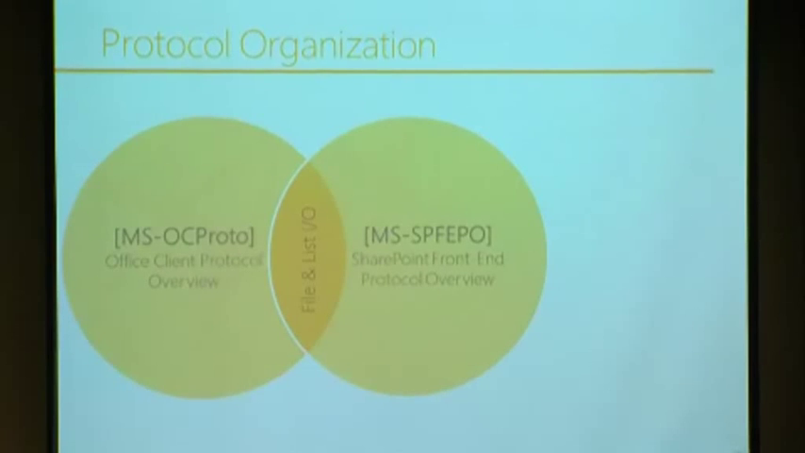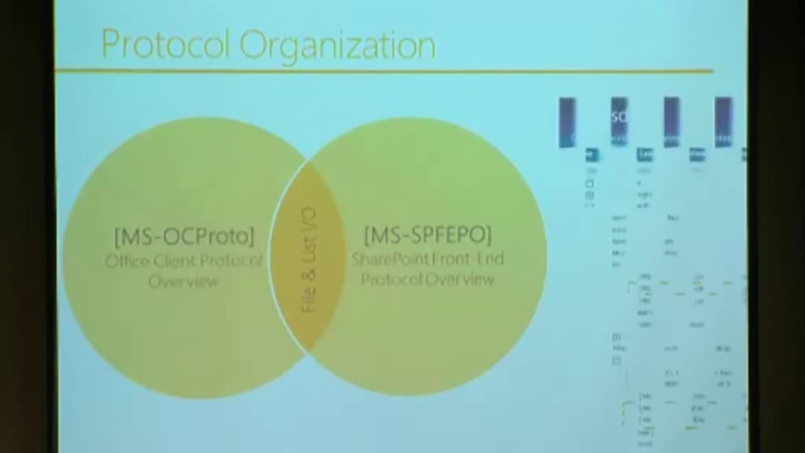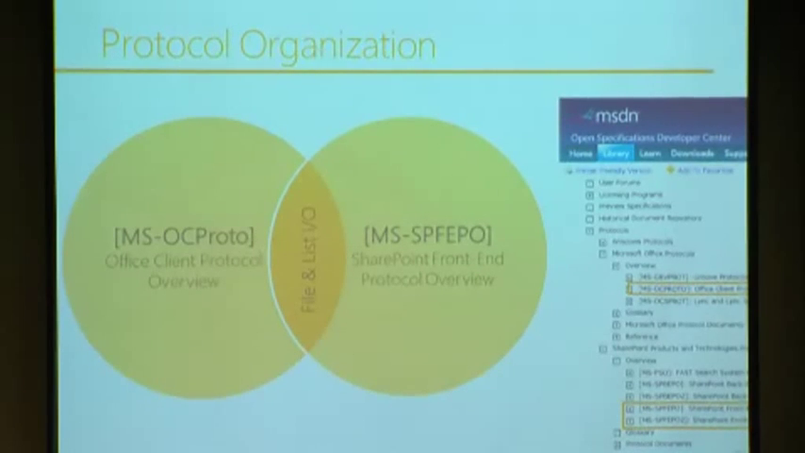One other note regarding these two documents is that there is overlap. The Office Client Protocol Overview talks about the protocols that the Office client supports, and some number of those protocols are actually the protocols that communicate with SharePoint. So that's described in the Office Client Protocol Overview. But the front end, because it's communicating through the front end, those same protocols are also described in the front end overview. So I just have a quick screenshot here that shows you where these two documents sit off of MSDN, but they are pretty easy to find, and they are what we're going to talk about today.